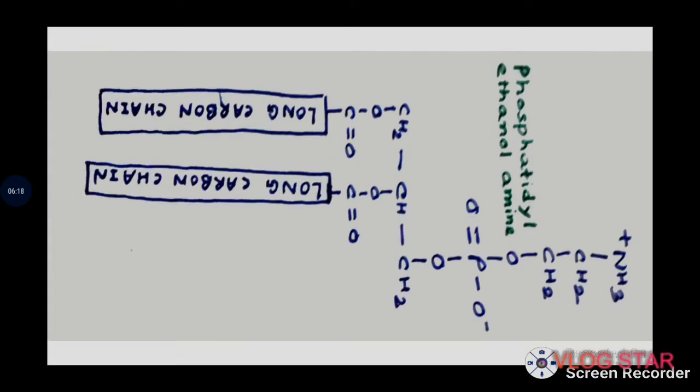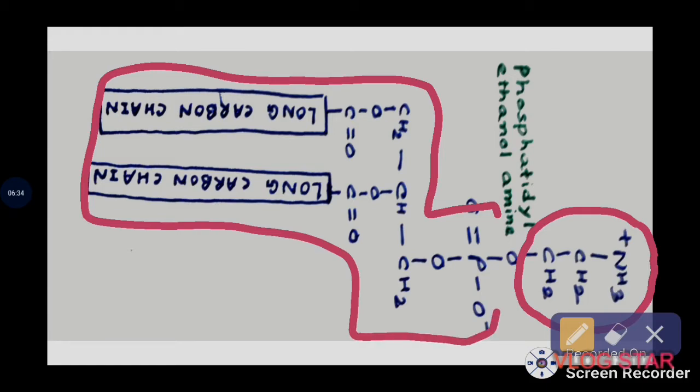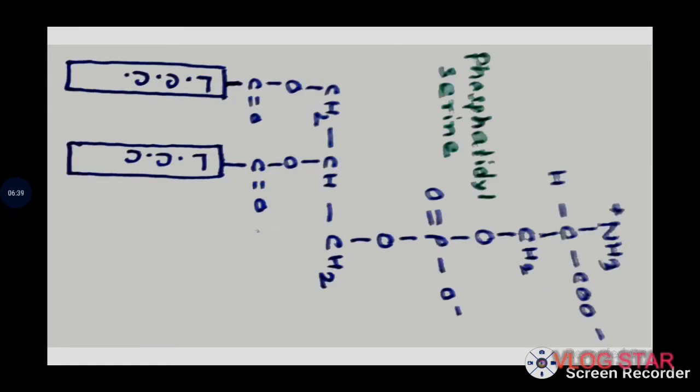If there is another group attached to the phosphate group, then we would name it differently. Here in this structure you see there is an ethanolamine, so that's why we call it phosphatidylethanolamine, and the rest of the structure is that of a phospholipid moiety. Okay, so that's all.